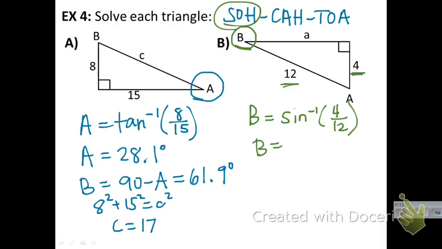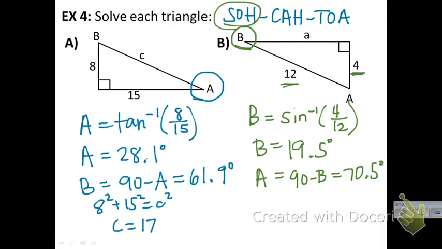And in your calculator you should come out with about 19.5, and these are degrees, so we put degrees. Again, angle A and B are complementary, so we would take 90 minus B, so 90 minus 19.5 to get 70.5 for our angle. And then the last thing you have to find is A.